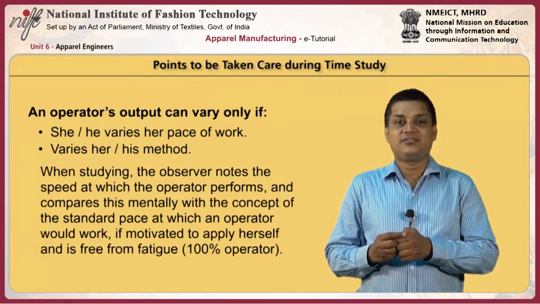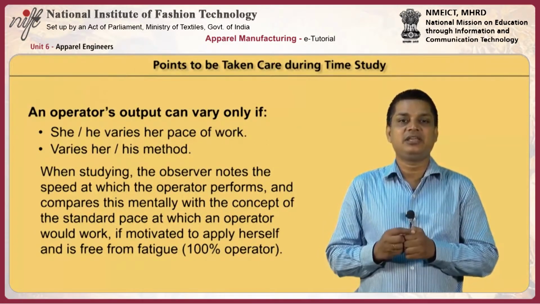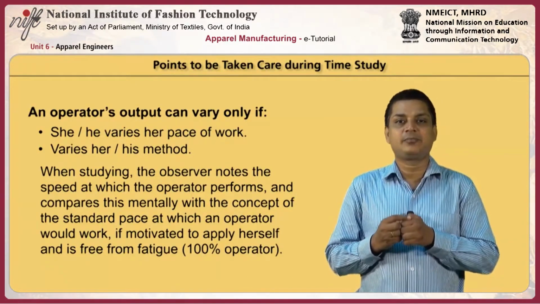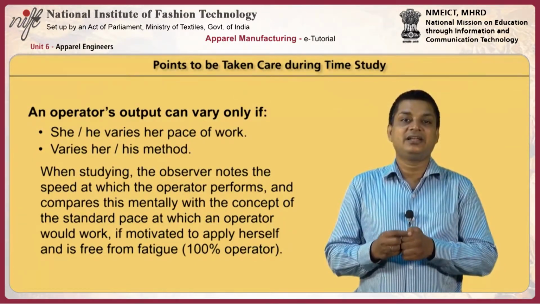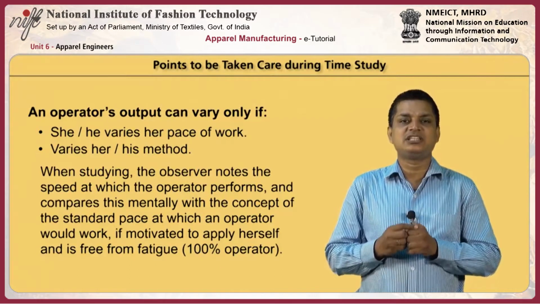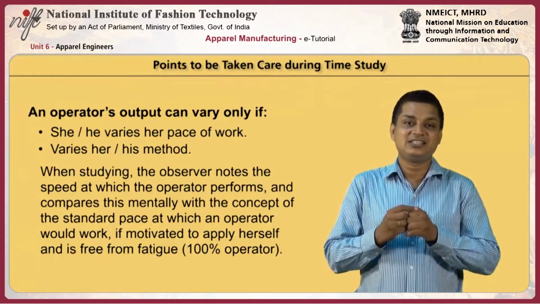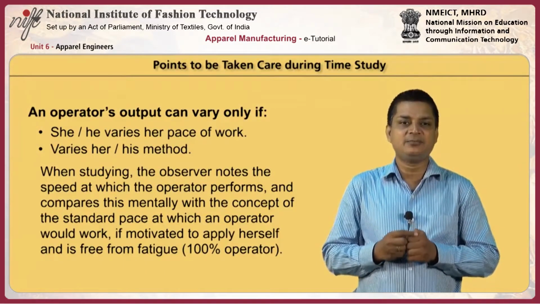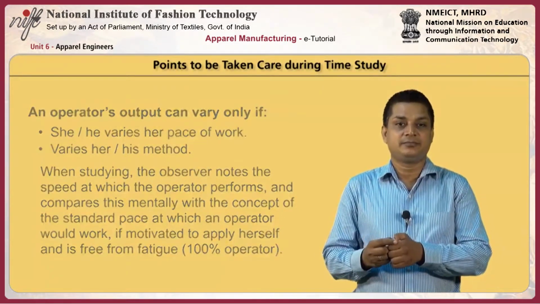Controversy over rating arises from a misunderstanding of what is being rated. An operator's output can vary only if he or she varies pace of work or varies method. The method includes the motion pattern, number of motions and intermotional delays. When studying, the observer notes the speed at which the operator performs and compares this mentally with the concept of standard pace at which an operator would work. If motivated to apply himself or herself and free from fatigue, this is a 100% operator.